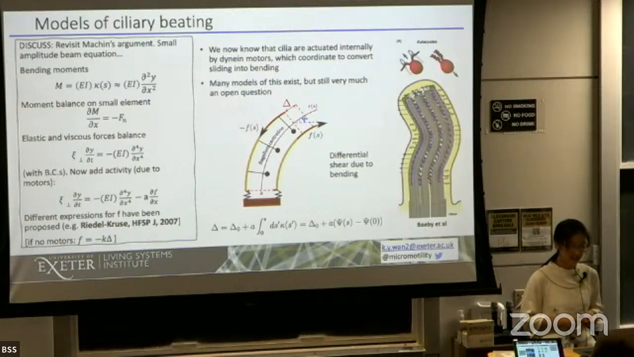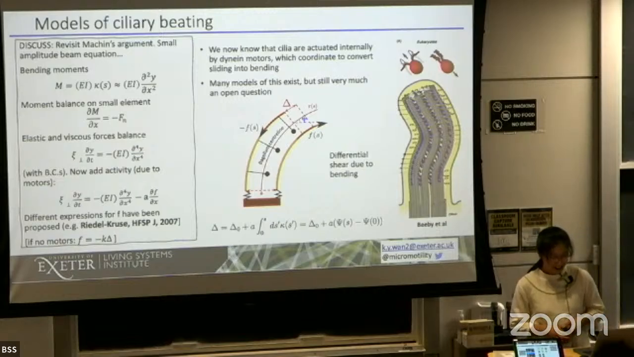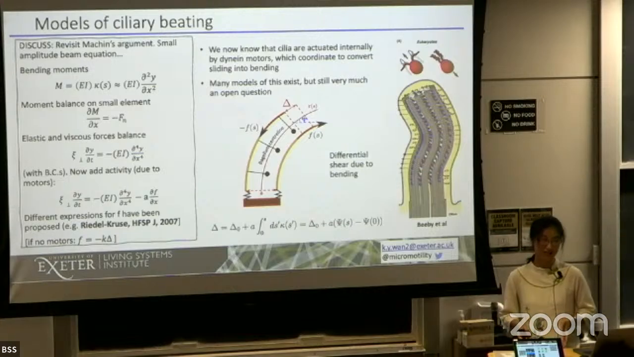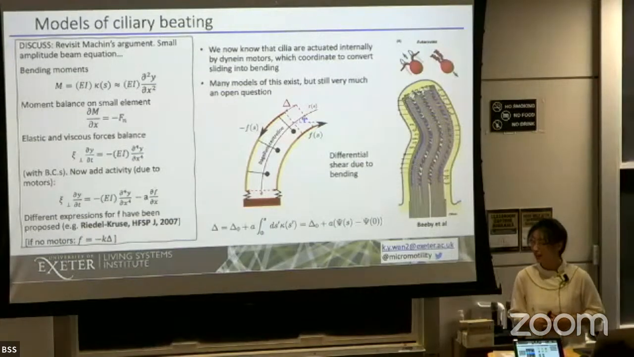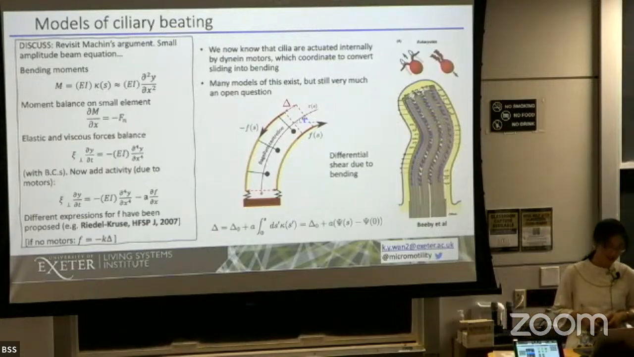And the reality is that inside the axoneme, you have this extremely complicated ultrastructure, which unfortunately I do not have a picture of. But if you imagine taking a cross-section through the cilium, there's actually this very characteristic and very well conserved arrangement of microtubule doublets.